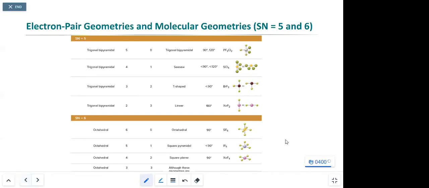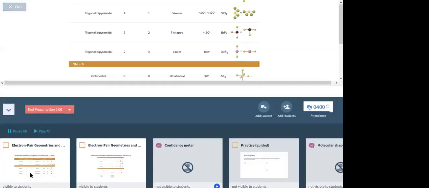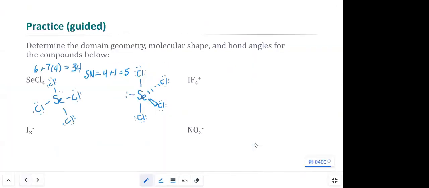So in terms of answering the other components of this question, our domain geometry was trigonal bipyramidal. Our molecular shape is seesaw. And the bond angles here are going to be less than 120 and less than 90.